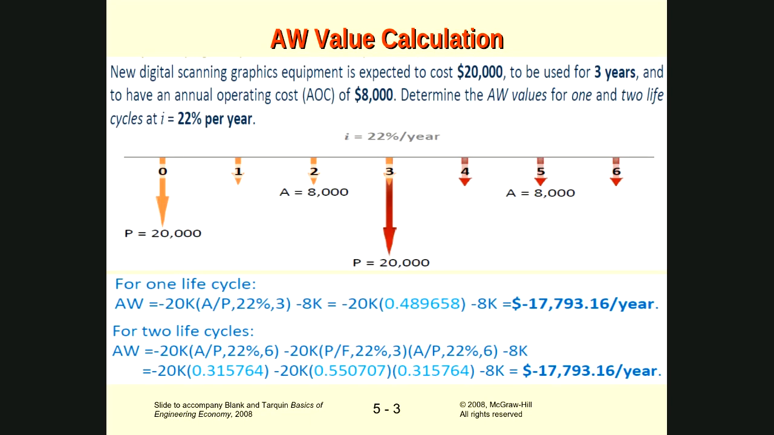In terms of the calculation, all that we used to do in chapter 5, converting all the values to present, now we are converting all the values to annual, nothing more. Let's read this example and see it from here. New digital scanning graphics equipment is expected to cost 20,000 to be used for 3 years and to have an annual operating cost of 8,000. Determine the annual worth values for 1 and 2 life cycles with a given interest rate of 22% per year.